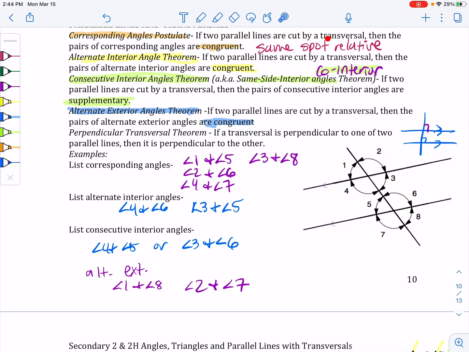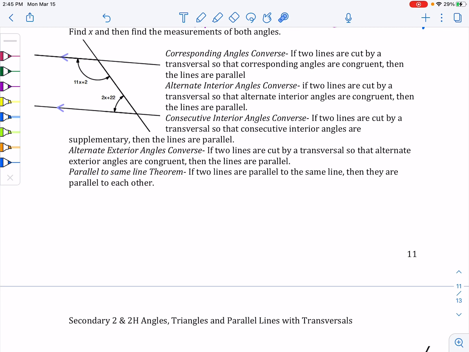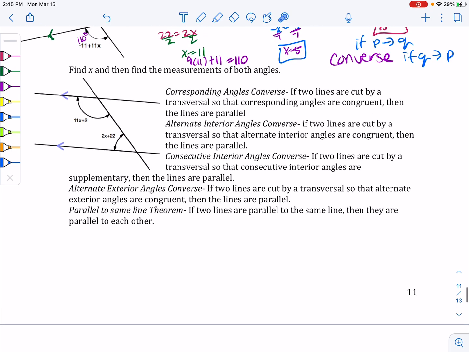So we had if the lines are parallel and cut by a transversal, then we know it's congruent or supplementary. So now we have the backwards way. If we know that they're congruent, then we know the lines are parallel. So if two lines are cut by a transversal so that corresponding angles are congruent, this time we didn't know that the lines are parallel. So then we're going to check and see that they are parallel by the corresponding angles being congruent. If corresponding angles are congruent, then we know the lines are parallel.